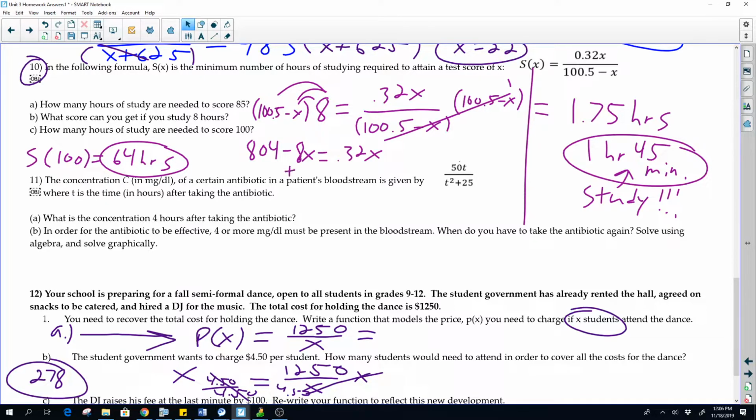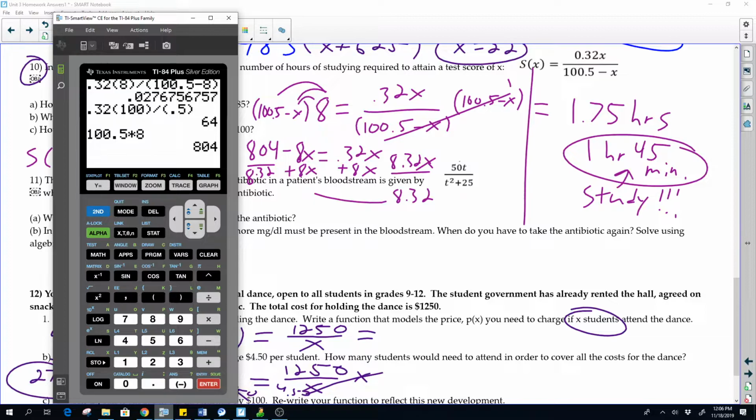And then we're going to add the 8x with that 0.32x. So that'll give us 8.32x when you add those together. And then we'll just divide that 8.32 back to the other side. So divide it back over to here. And so that'll give us our percentage. So then we go 804 divided by 8.32. And so that gives us 97%.